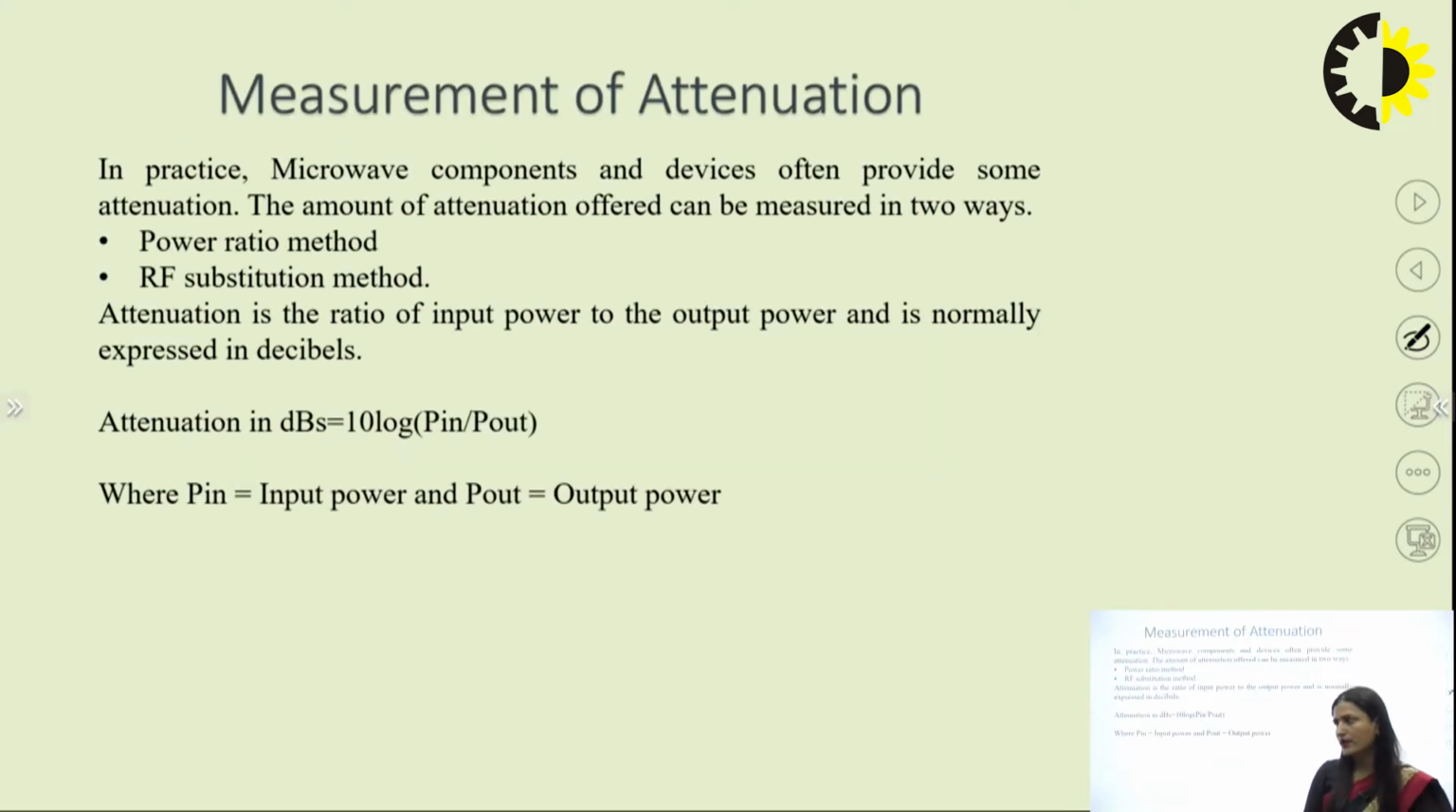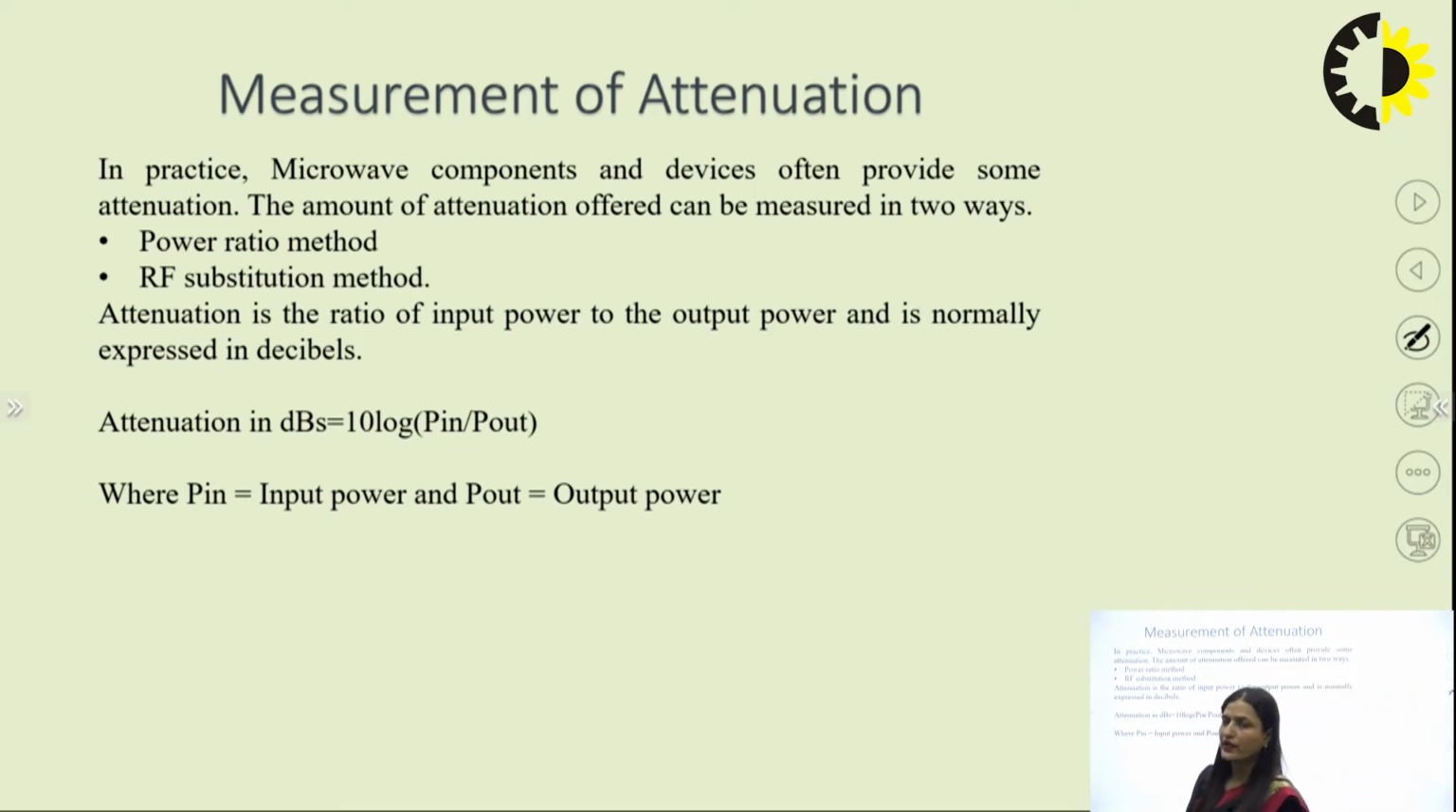Next measurement which we can do by the microwave test bench is the attenuation. In practice, microwave components and devices often provide some attenuation. So that amount of attenuation offered has to be measured. It means any device which we are using in between will itself provide some attenuation. Because of this attenuation, we are getting less power at the output.